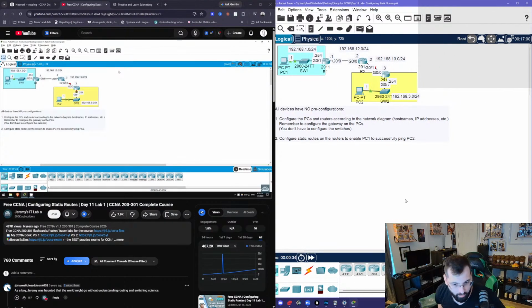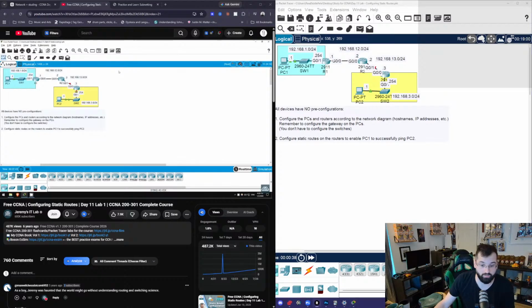Okay. Be right back. Let me go get some more tea here, and we're gonna do both packet tracers, not just one, but both of them. The configuring static routes and then troubleshooting static routes. I would imagine that the troubleshooting static routes is gonna be a pain in the butt.